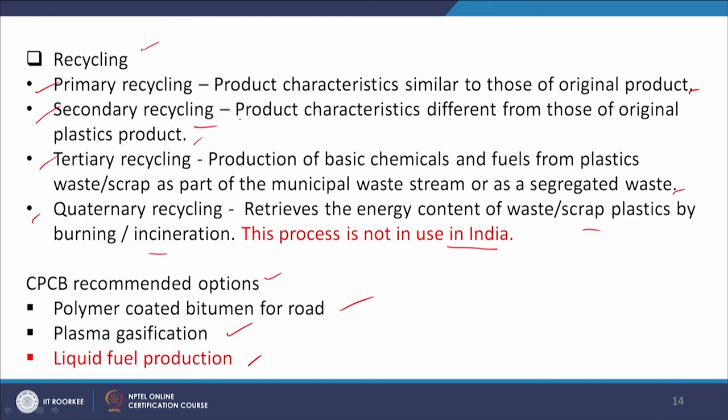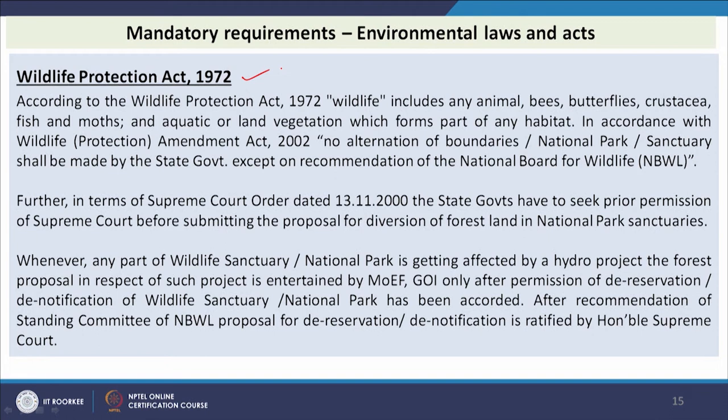Now, Wildlife Protection Act 1972. According to the Wildlife Protection Act 1972, wildlife includes any animal, bees, butterflies, crustacea, fish and moths, and aquatic or land vegetation which forms part of any habitat. In accordance with Wildlife Protection Amendment Act 2002, no alteration of boundaries of national park or sanctuary shall be made by the state government except on recommendation of the National Board for Wildlife. Further, in terms of Supreme Court order dated 13-11-2000, the state governments have to seek prior permission of Supreme Court before submitting the proposal for diversion of forest land in national parks and sanctuaries.